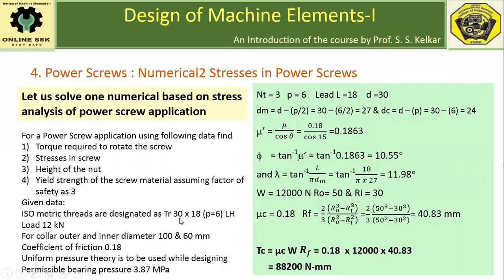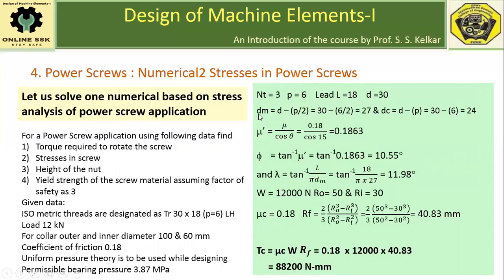Now they have specified nominal diameter as 30, lead as 18, pitch as 6. Pitch is 6, lead is 18, which means the number of starts is equal to 3. They have specified left hand threads for the screw.